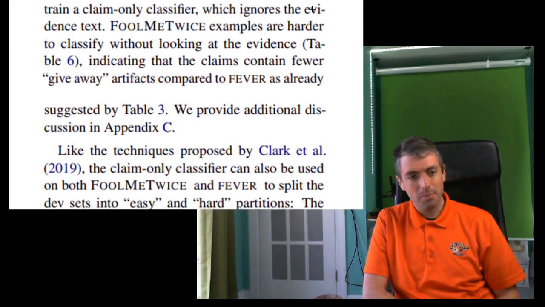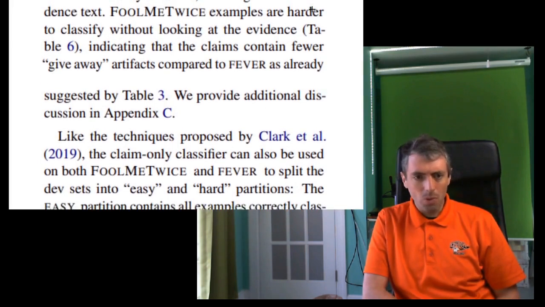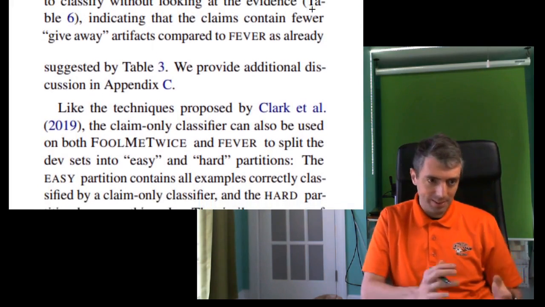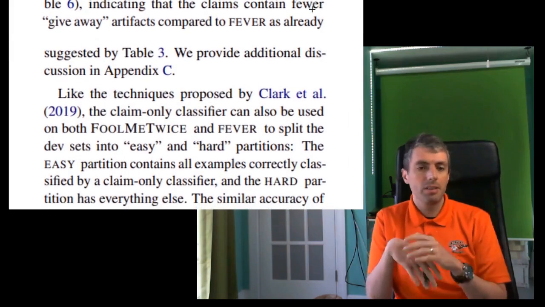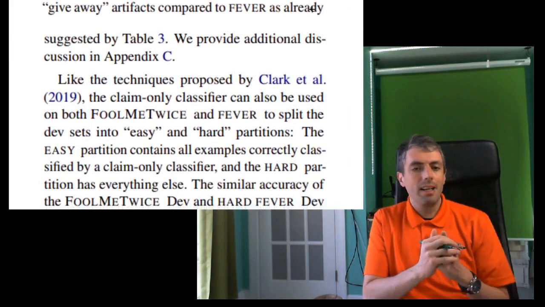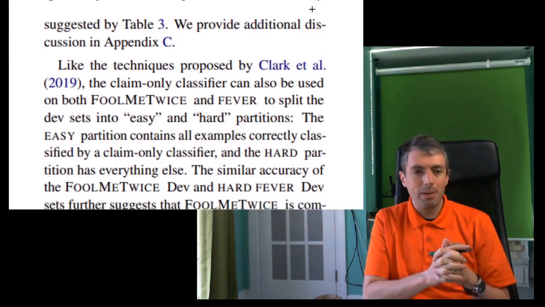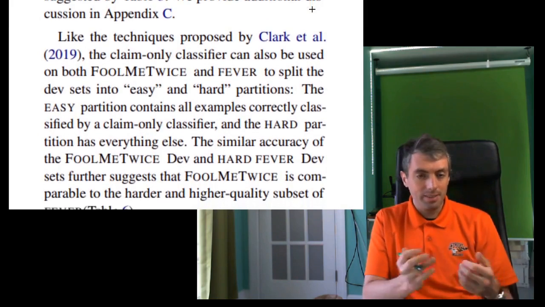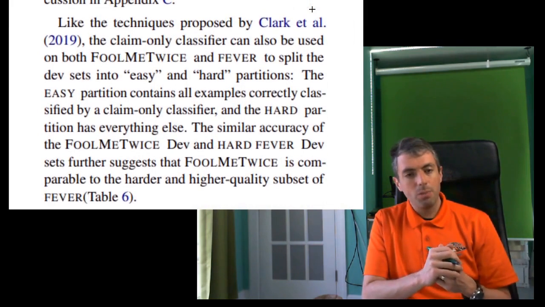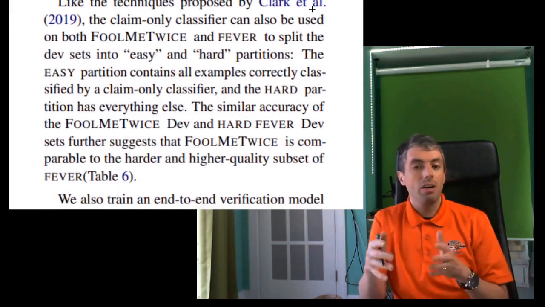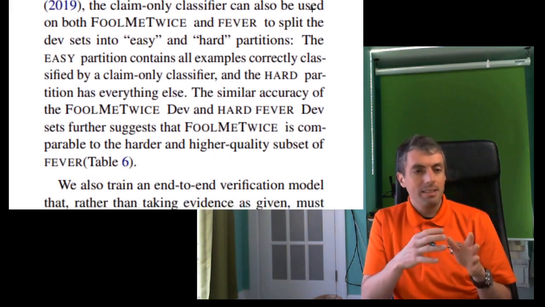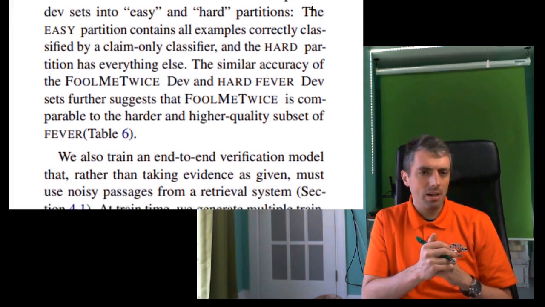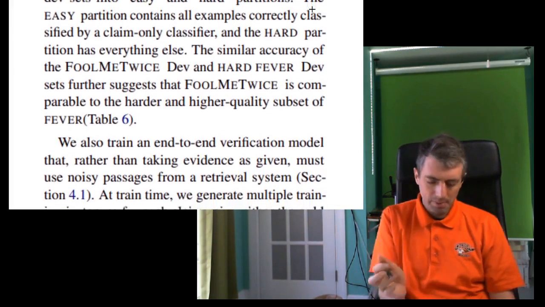Like the techniques proposed by Clark et al., the claim-only classifier can also be used on both Fool Me Twice and Fever to split the dev sets into easy and hard partitions. The easy partition contains all examples correctly classified by a claim-only classifier, and the hard partition has everything else. The similar accuracy of the Fool Me Twice dev and hard Fever dev sets further suggests that Fool Me Twice is comparable to the harder and higher quality subset.